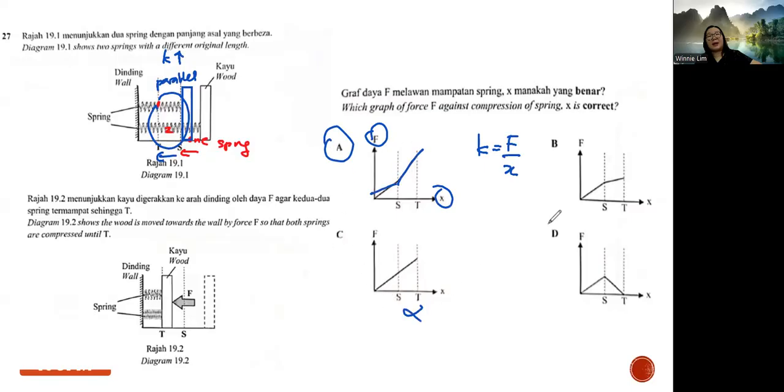C, no changes, cannot. B, they become less stiff, also not correct. D, also not correct, this part.